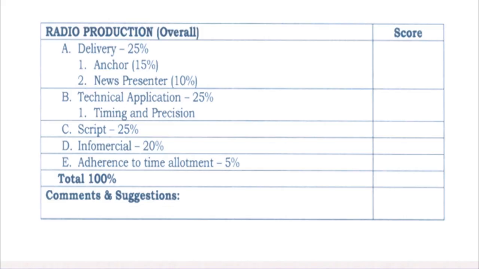And this is how a final score would arrive for the part of the judges. So we have here the delivery has 25%, 15 for the anchor, and 10 for the news presenter. For the technical application, it has 25% overall. And then for the script, 25%. For the infomercial, 20% rather. And for the adherence to time allotment, 5%.